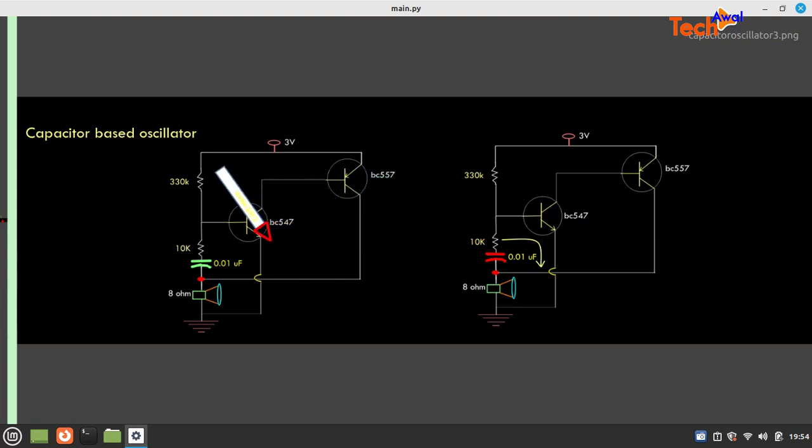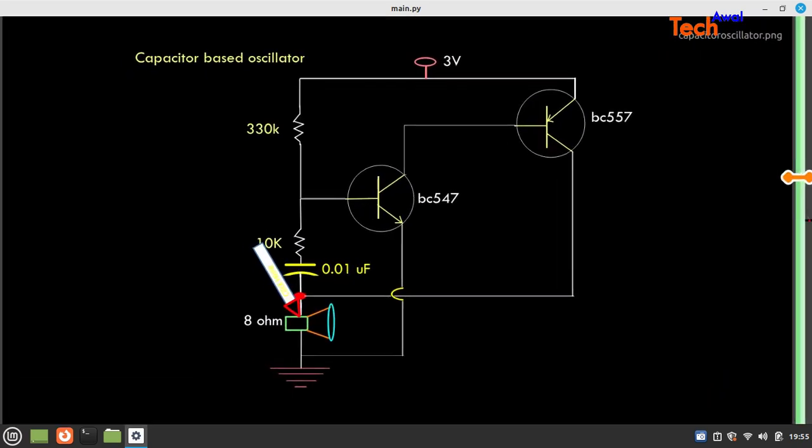The capacitor is charged from this path. This is the voltage source. If this is the voltage source, current is flowing from here and the capacitor is charged. When the capacitor is charged, here the 330 kilo ohm resistance is there and the voltage source, so it cannot discharge through this path, but it is getting another path to discharge. Okay, and after some time, the capacitor is discharged.